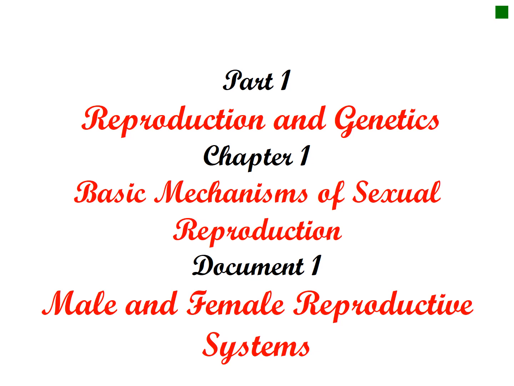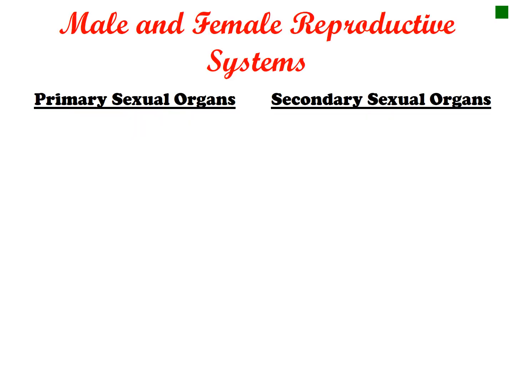Hello, grade 12 students. We're going to start part 1, Reproduction and Genetics, chapter 1, the basic mechanism of sexual reproduction, document 1, the male and female reproductive system. We're going to identify the male and the female reproductive system, the different parts, different functions, and the pathways.